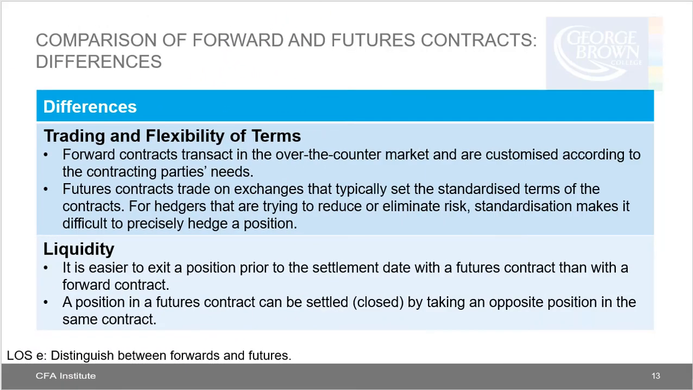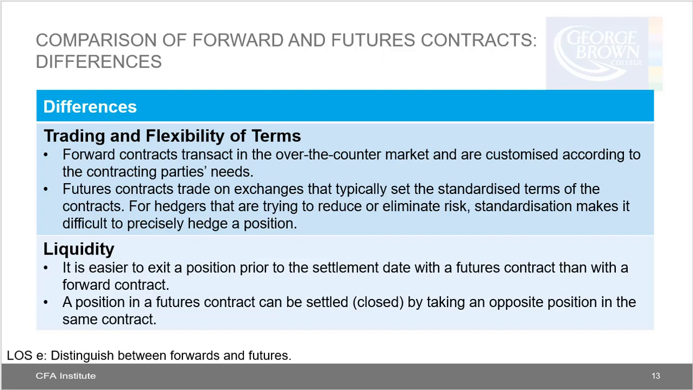Now we're moving on to looking at some of the differences between forwards and futures contracts, and there's 3 slides on this topic. So the first difference is trading and flexibility of terms. Forward contracts transact in the over-the-counter market, and they're customized according to the contracting party's needs. So forwards are customized agreements. Futures contracts trade on exchanges that typically set the standardized terms of the contracts. For hedgers that are trying to reduce or eliminate risk, standardization makes it difficult to precisely hedge a position. So that's the first thing. Forwards are customized, futures are standardized.